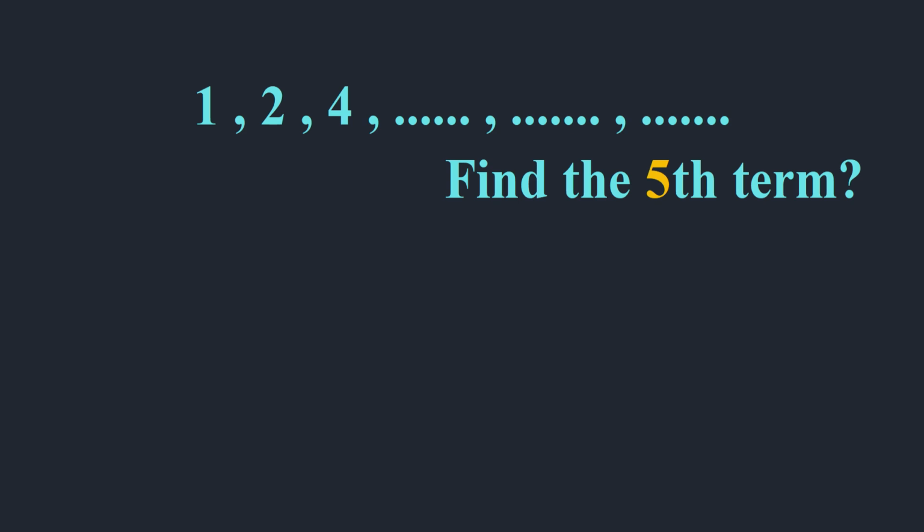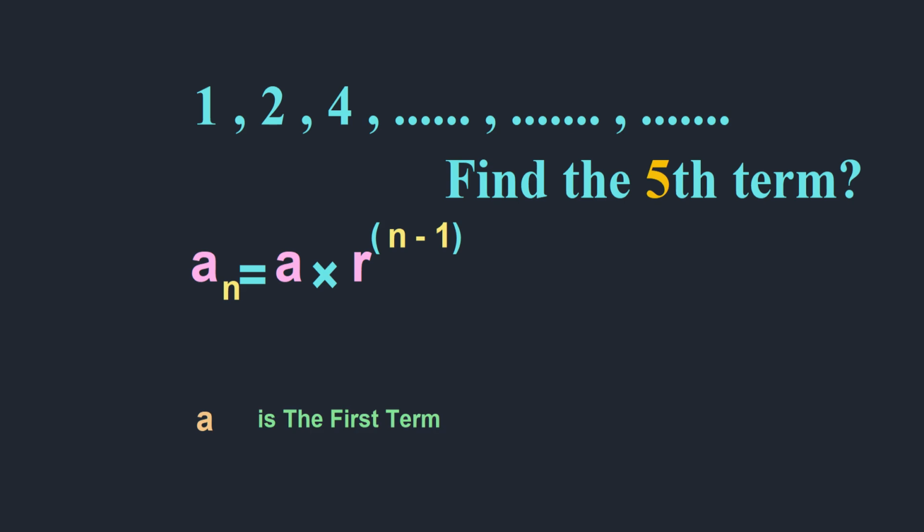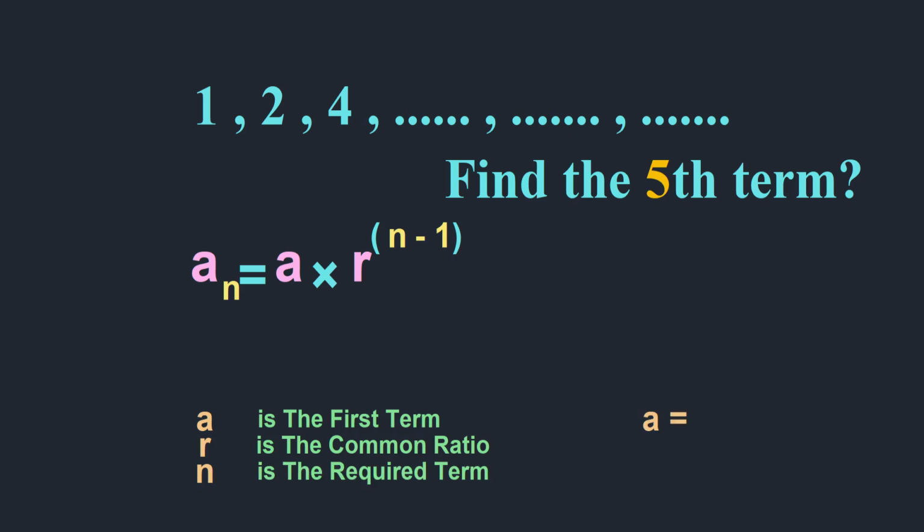We have a geometric sequence and we can use the rule a_n equals a times r to the power n minus 1, where a is the first term and r is the common ratio and n is the required term. In our problem, the first term a is equal to 1 and the common ratio r is equal to 2 and the required term n is equal to 5.